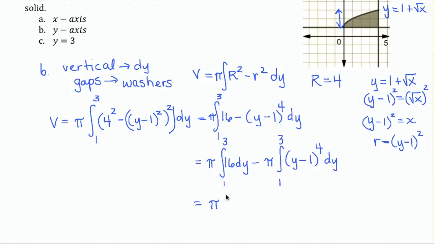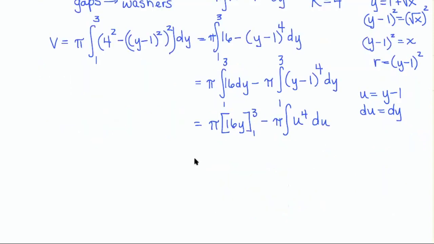Reason being, the first integral is easy to evaluate. 16 is simply going to become 16y, which you have to evaluate from 1 to 3. And then the next integral, you can do a u substitution on. You can let u equal y minus 1. Therefore, du is dy. So this is really the integral of u to the 4th power, du.